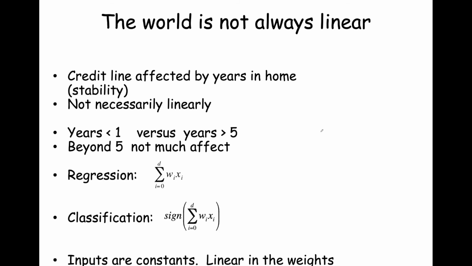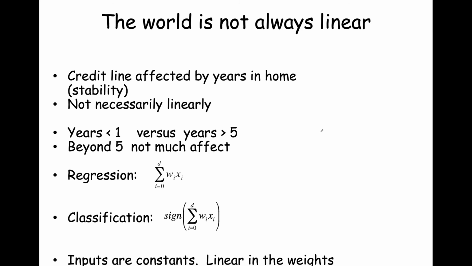And so with a regression solution, we said that we take the score, which is just the weighted sum of the augmented weight vector and the augmented feature vector. And for classification, we take sign(w transpose x). In this case, the inputs are constants, and it's linear in the weights. It's a linear model. And so for this linear model, it's linear because of the weights.